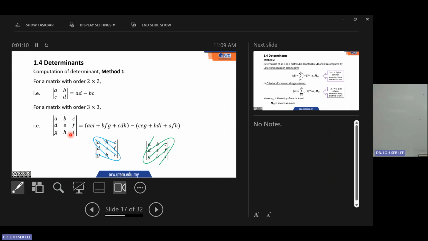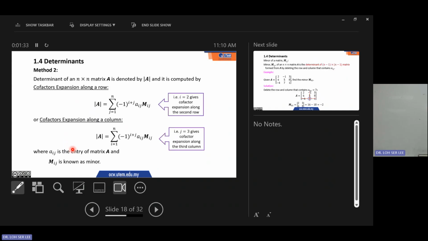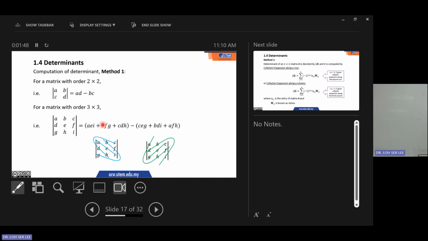For a 3 by 3 matrix, there's one shortcut. Maybe some of you learned this before by copying the first 2 columns and putting them at the back. Then you use the 3 straight lines minus another 3 straight lines. I will call this a shortcut, because later you will see the general method to find the determinant of an n by n matrix, no matter 2 by 2, 3 by 3, 4 by 4, 5 by 5, and above. But now we look at the shortcut way for a 3 by 3 matrix first.